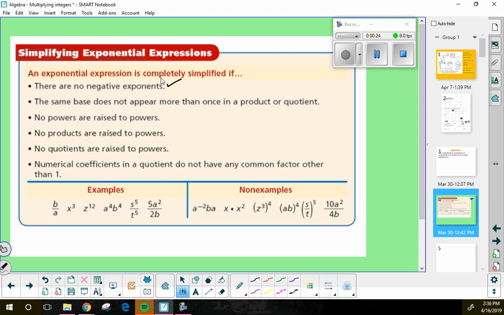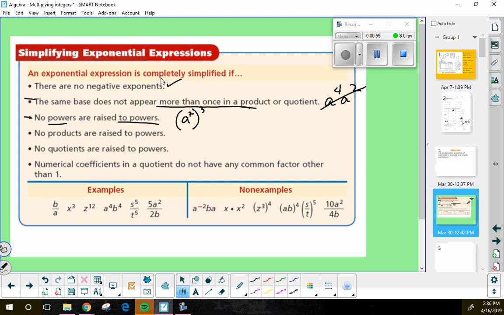A, we can't have any negative exponents. We can't have the same base. The same base does not appear more than once in a product or quotient. So we can't have a to the fourth, a to the second. That's a nope. We cannot have any powers that are raised to powers. So we can't have anything like a to the second to the third. We can't have that. So we're going to learn today what to do with this and this. What do we do when we see those?